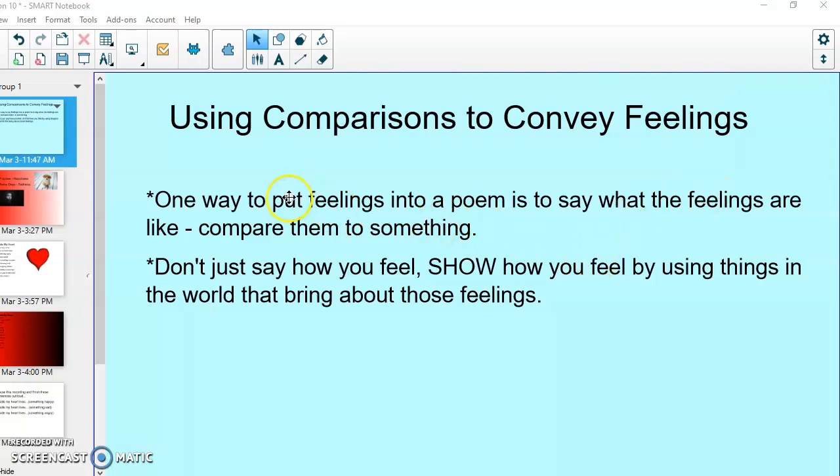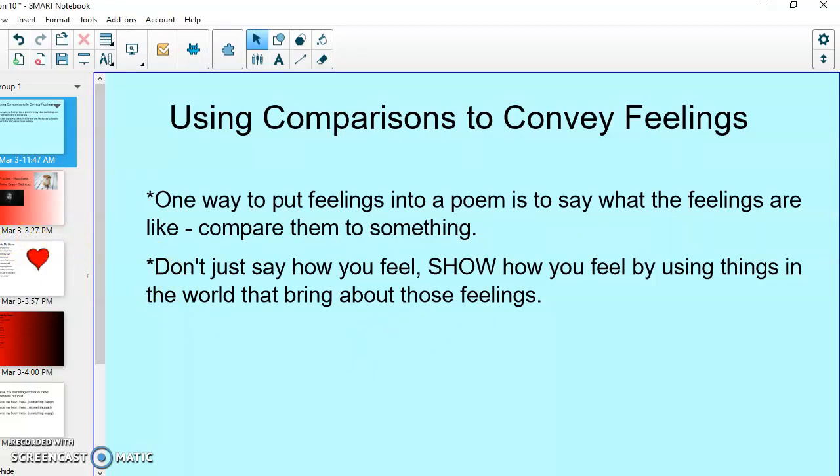So today we're going to talk about using comparisons to convey feelings. One way to put feelings into a poem is to say what the feelings are like. Compare them to something. Don't just say how you feel, show how you feel by using things in the world that bring about those feelings.